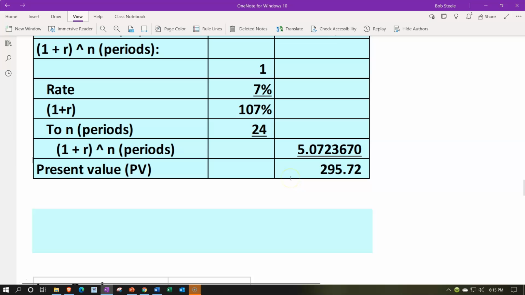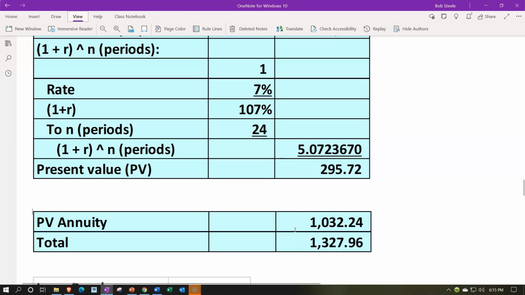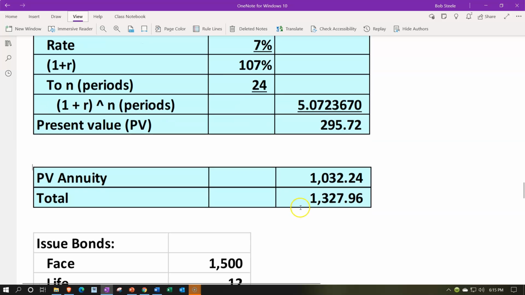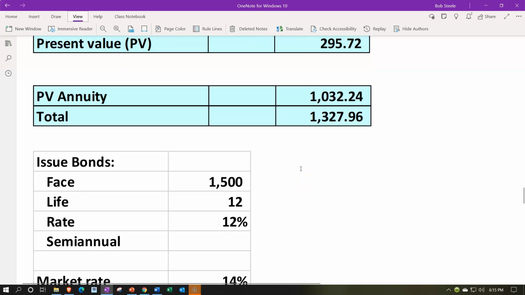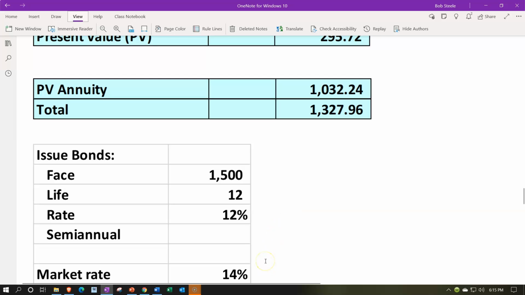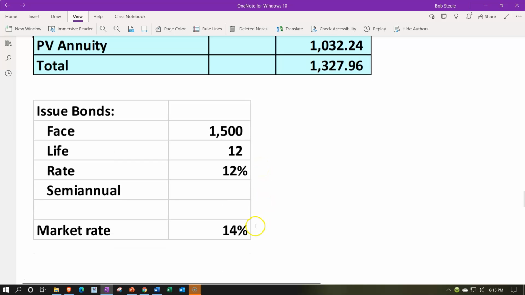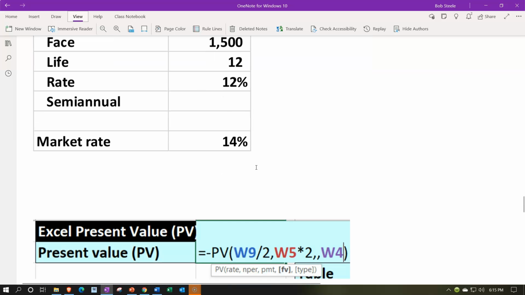That will give us the 295.72. That's going to be the present value of that 1,500 payment at the end of the maturity of the bond. Adding that 295.72 to the value of the annuity at the 1,032.24 gives us the value of the bond again at 1,327.96. So that's what we would consider the price to be, the fair price at this point in time, given the market rate of that 14 annual percent. And we can see that it is lower than the 1,500 due to the fact that the interest rate on the market, 14%, is higher than the interest rate on the bond. Therefore, the bond would need to be issued at a discount if they want to sell it.